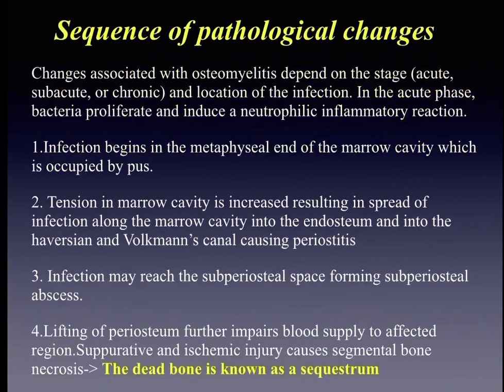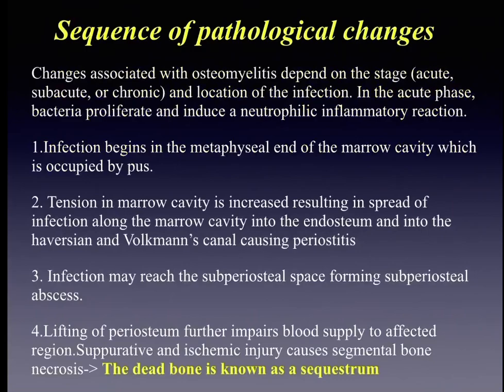So now coming to the sequence of the pathological changes. How exactly the morphological changes occur in pyogenic osteomyelitis. Again, the changes associated with osteomyelitis depend on the stage, whether it is acute, subacute or chronic, and also the location of the infection. In the acute phase, bacteria will initially proliferate and they induce a neutrophilic inflammatory reaction. So infection begins in the metaphyseal end of the marrow cavity, which is occupied by the pus.